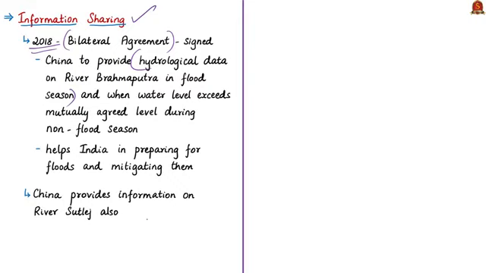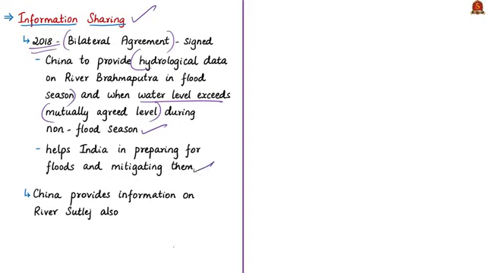The agreement also enables the Chinese side to provide hydrological data if the water level exceeds the mutually agreed level during non-flood season. This information sharing arrangement helps India in preparing for and mitigating possible floods because of the river flow in Sangpo River. The news article mentions that China is providing hydrological information for river Sutlej also.